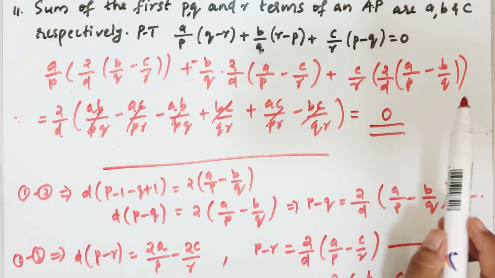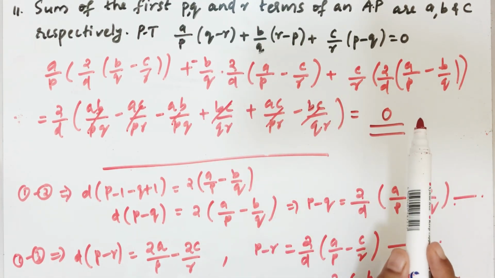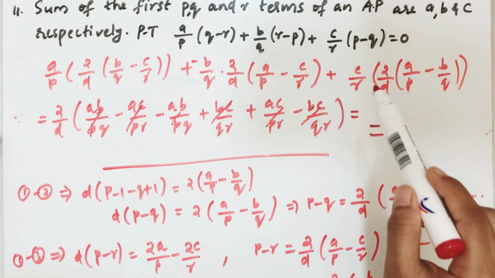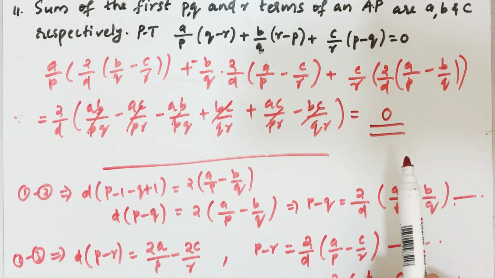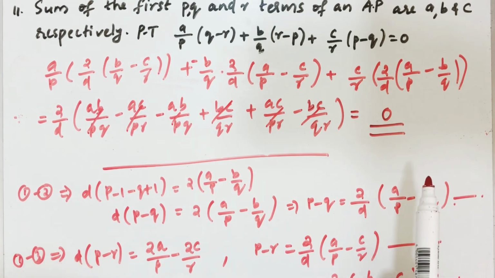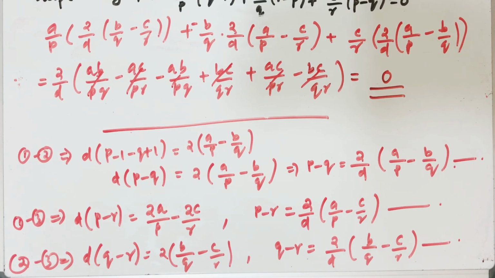So simple. We have given SP, SQ and SR equal to A, B and C respectively. Then we are substituting, instead of SP, P by 2 into 2A plus P minus 1 into D. And similarly, instead of SQ and SR. And then we are solving these equations. We will get this one equal to 0.